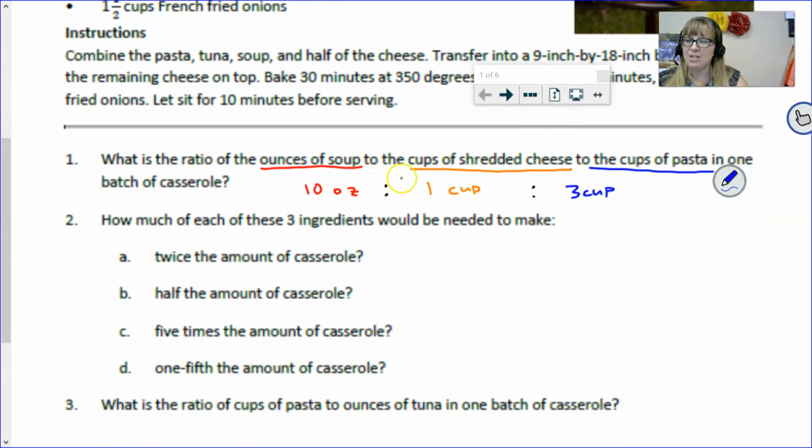Now we're going to transition to how much of each of these 3 ingredients would be needed to make twice the amount of casserole. The next question is half the amount of casserole. Pause the video long enough to answer each of those questions. Once you've answered them on your own paper, then you can continue. I hope you were able to find relationships like this. Twice the amount, that's the number 2. That means I need to be multiplying by 2 or doubling the recipe.